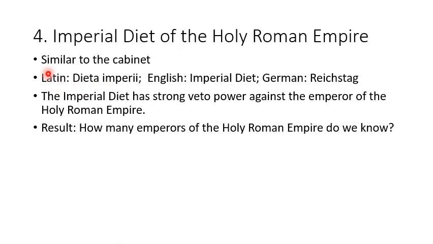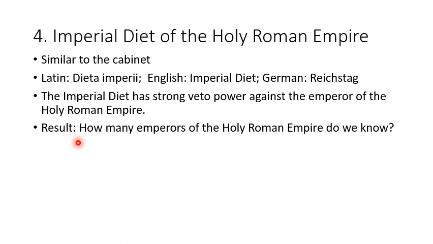So the imperial diet is similar to the cabinet. Some say it has legislative functions and powers, and some say it doesn't. So it could go either way, I guess. In Latin, it's Dieta Imperii. In English, it's the imperial diet, and in German, it's Reichstag. So the imperial diet has strong veto power against the emperor of the Holy Roman Empire, and the result of this setup is this.